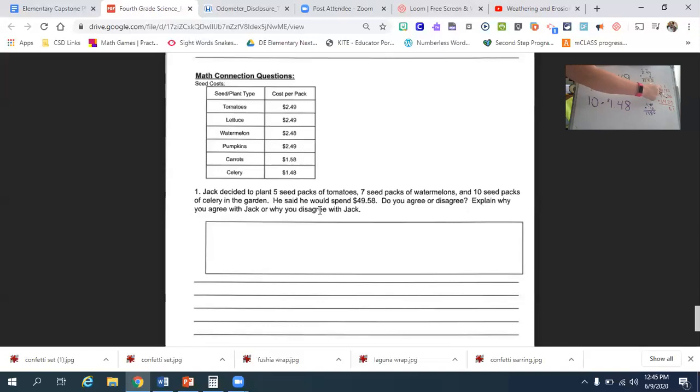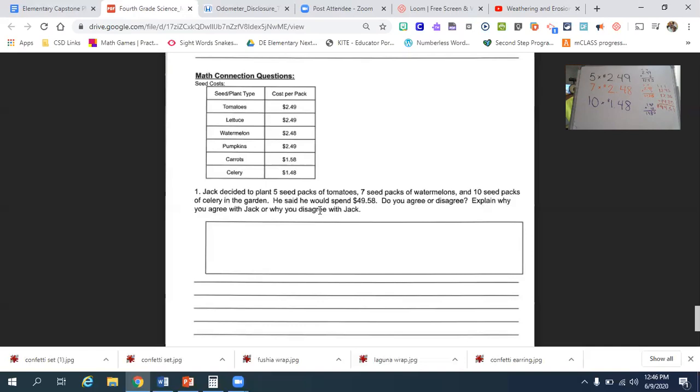1 plus 2 is 3. 3 plus 7 is 10. 10 plus 4 is 14. 1 plus 1 is 2. 2 plus 1 is 3. 3 plus 1 is 4. So, if we did our math correctly, I got $44.61 is his total that he spent.